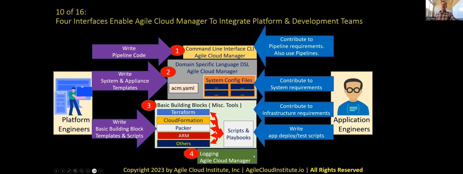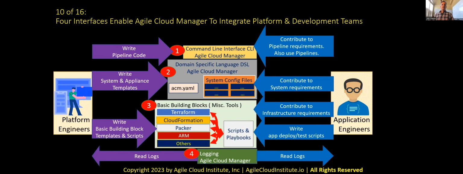At the lowest layer, you've got logging that's provided by the Agile Cloud Manager each time one of the command line interface commands is run. And you can see that both platform engineers and application engineers are using the logs that are provided by the Agile Cloud Manager.